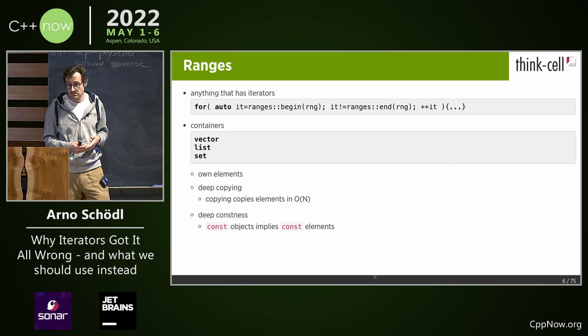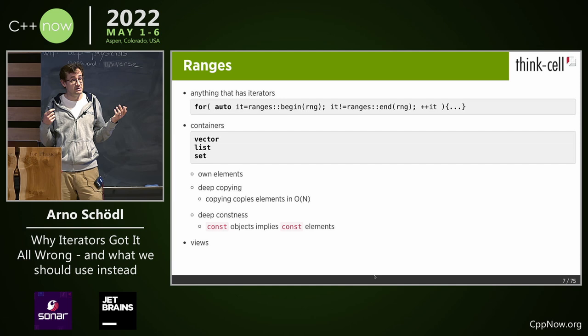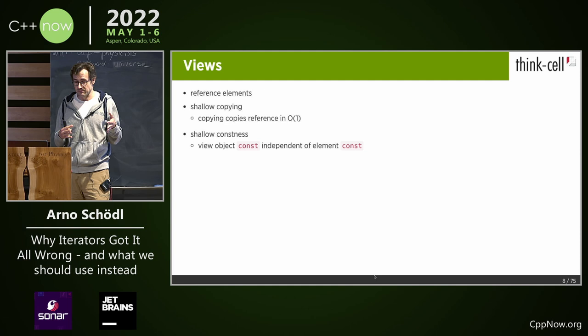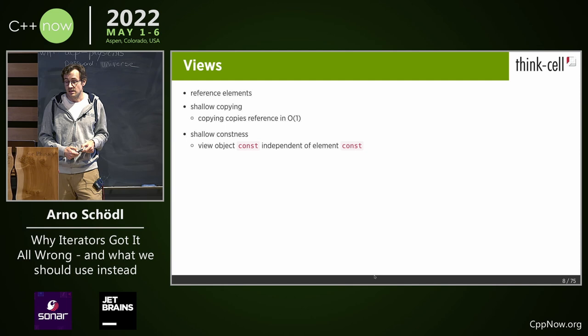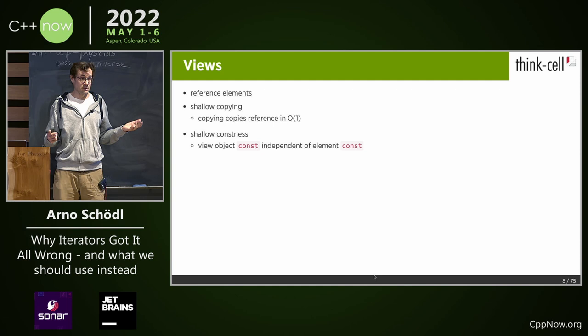And of course, they could also be views. Now, views are really reference elements. They don't own them. They have shallow copy. That means it should also work in O of 1 to copy them. And they have shallow constants.